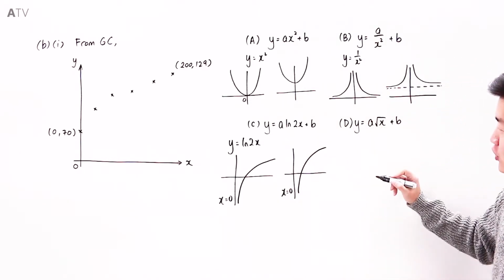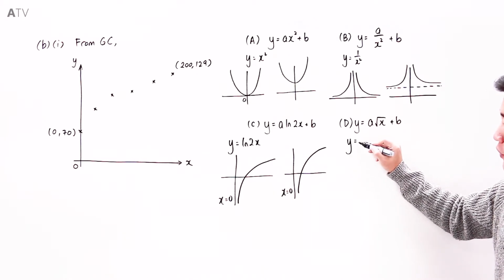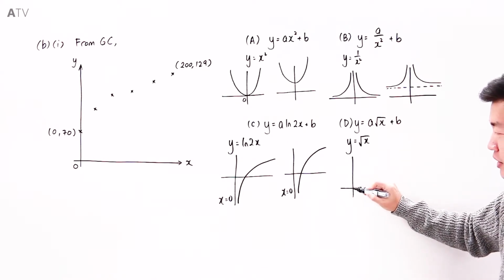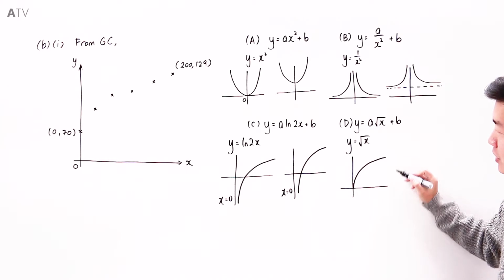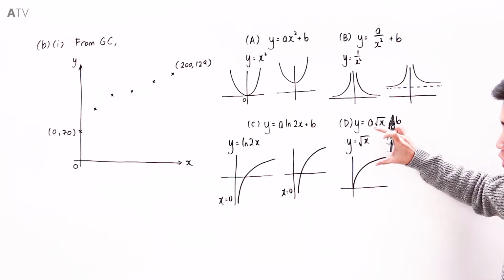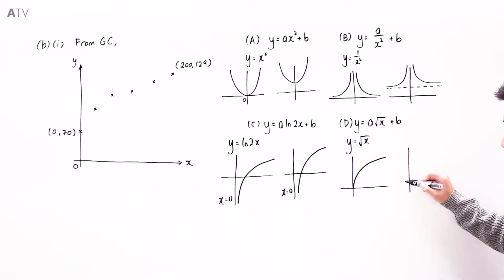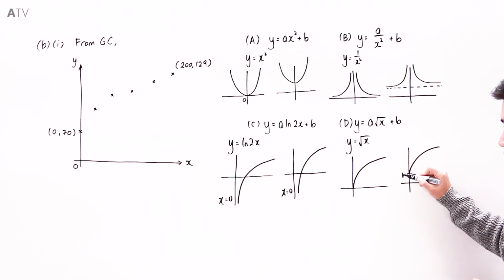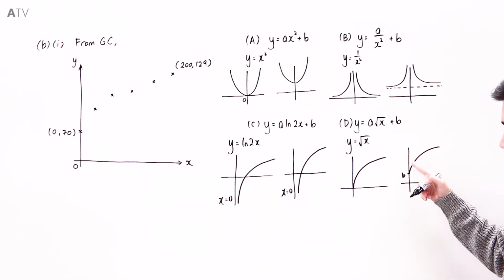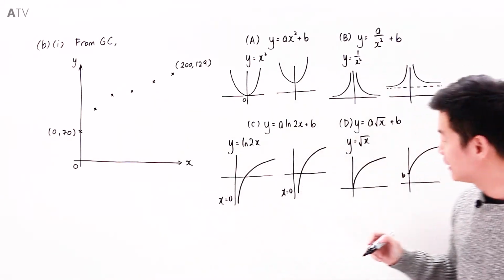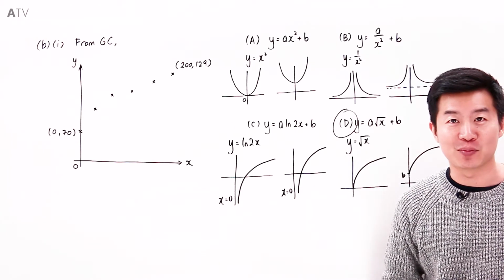Let's analyze this last choice over here. This is a transformed graph of y = square root of x. And if I were to just plot this graph using my calculator, I'm going to get a graph of this shape. A is going to cause this to be scaled parallel to the y-axis, and b is going to cause this graph to be translated by b units in the positive y direction, which means that I'm going to get a graph like this. Here is going to be b, because it is translated by b units in the positive y direction, and this curve is a very, very good simulation of the scatter diagram. That is why we will be choosing D as the most appropriate model.